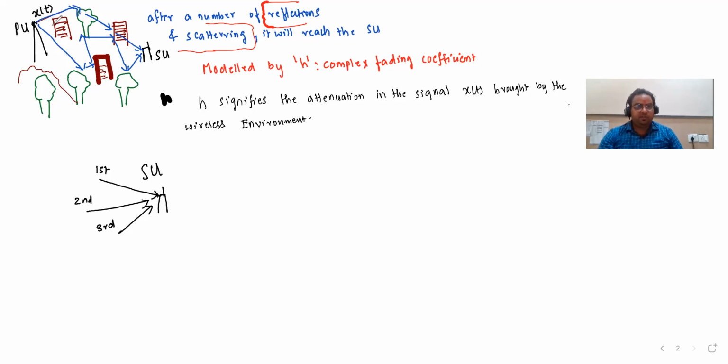So there are various paths through which this particular signal x of t is reaching the secondary user: a first path, second path, third path, and so on. Let us say there are L number of paths. The first path I index with i is equal to 0, the second with i is equal to 1, the third with i is equal to 2, and the Lth path with L minus 1. So at the secondary user antenna, we have all these 0 to L minus 1 paths. Now something we call a power delay profile.